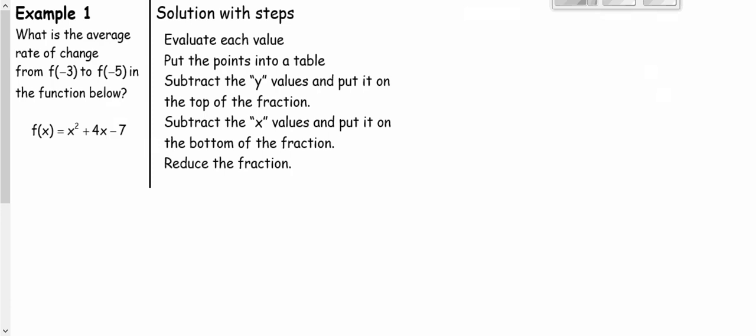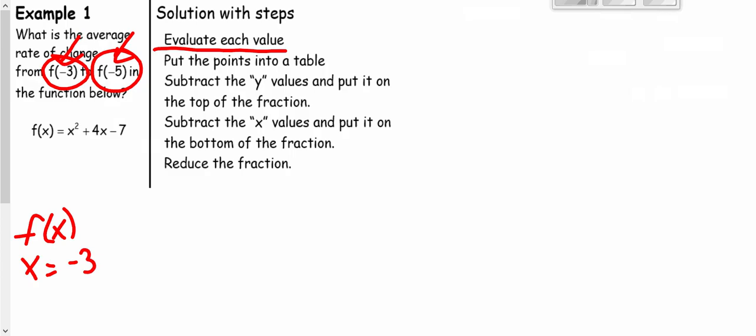We have here: what is the average rate of change from f of negative 3 to f of negative 5? Now, if you think back to when we were evaluating functions, that's what we have to do first. Our first step is to evaluate each value. Are these values here input values or output values? They're input values. Remember, f of x, so they're telling us that x is going to equal negative 3 and x is going to equal negative 5.